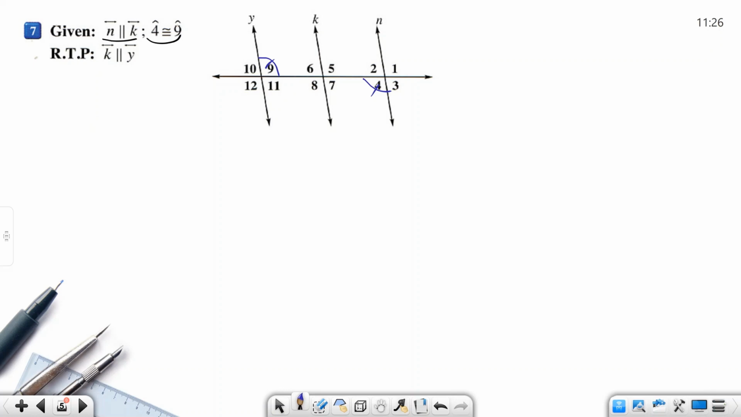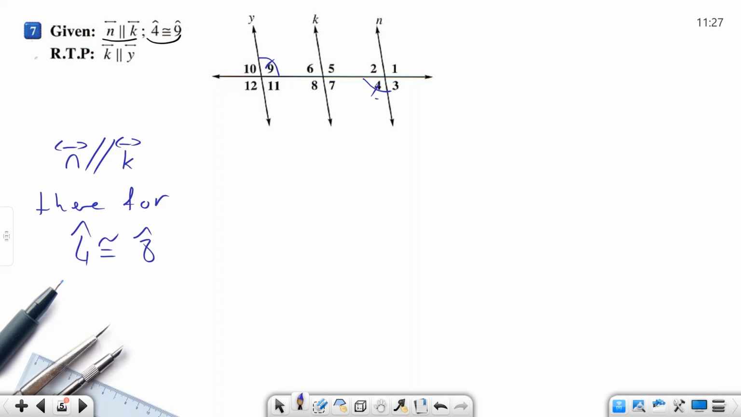Let's read it. Prove that K is parallel to Y. So I already know K is parallel to N. May I say that 4 and 8? Let's write it. And line N is parallel to line K. Therefore, angle 4 is congruent to angle 8 because corresponding angles are congruent.